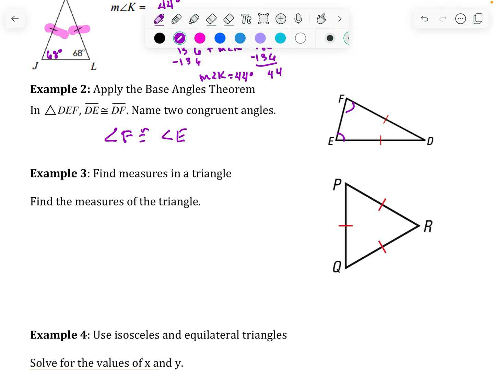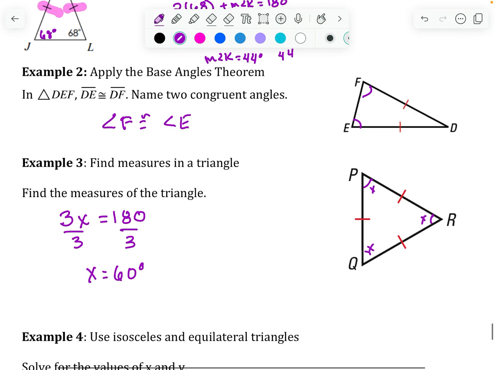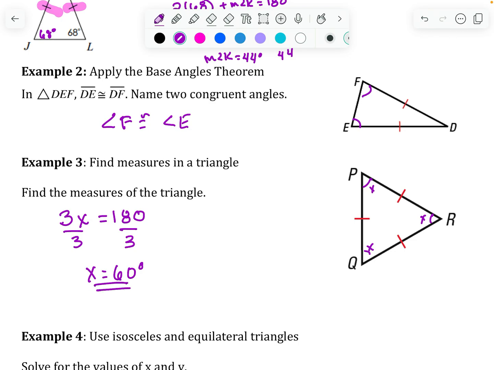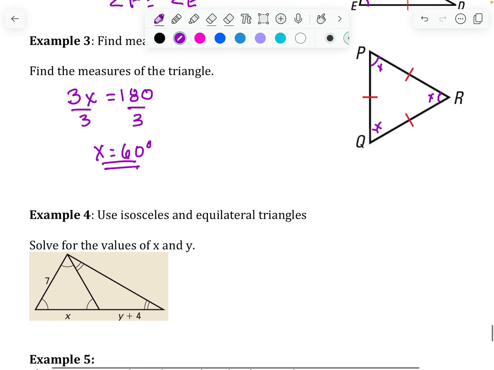Now here we have an equilateral triangle. All sides are equal. So if we know that, then we know that these angles also have to be equal. I already mentioned this a little bit, but let's prove this. So we know 3x equals 180 because every triangle adds up to 180. So you have x equals 60 degrees. In every equilateral triangle, all three angles are 60 degrees, no matter what the length of the sides.